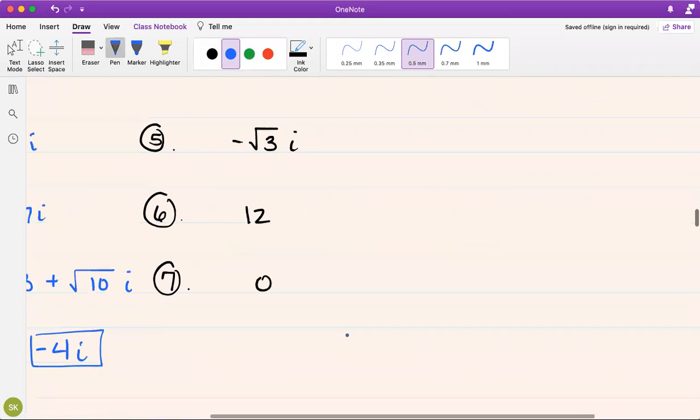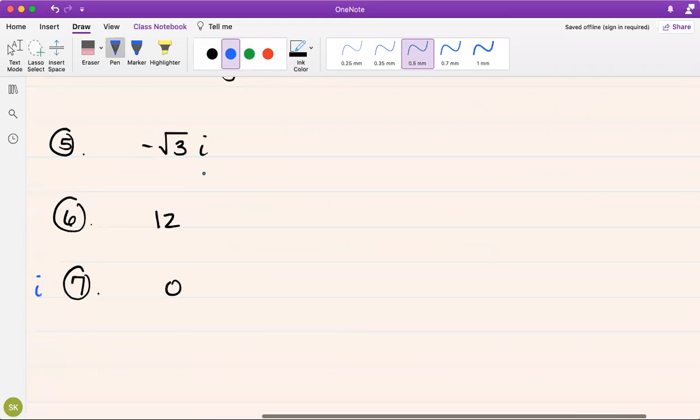Here I have 3 more numbers. Negative square root 3i, its complex conjugate is square root 3i. So I change the sign of the thing in front of the imaginary number. Okay, here I have 12. What do you think its complex conjugate is?